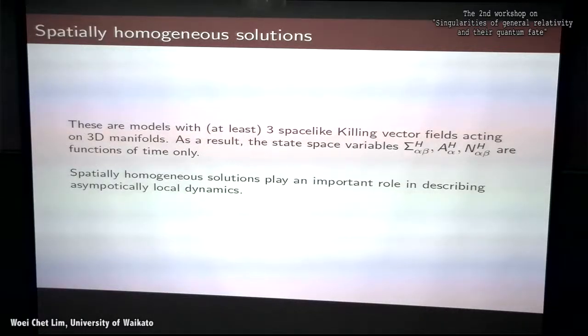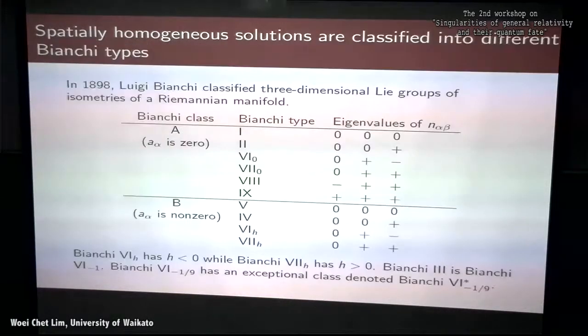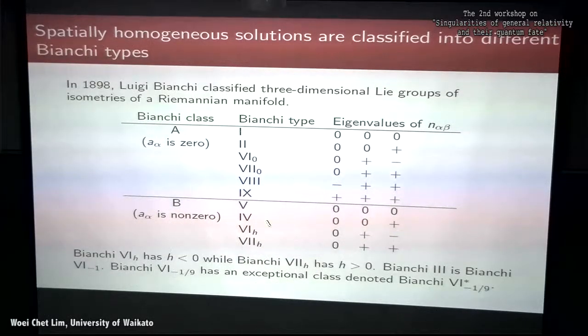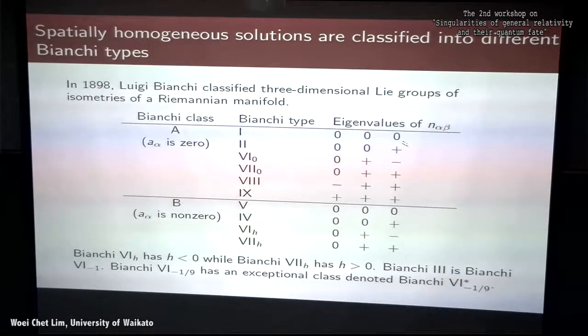Spatially homogeneous solutions or Bianchi solutions. They're classified by looking at whether A_alpha is 0 or not. So that's class A and that's class B. And the Bianchi types are classified by looking at the eigenvalues of N_alpha beta. So Bianchi 1, the N_alpha beta is 0. Bianchi 2, N_alpha beta has 1 non-zero eigenvalue. And it can go on to the most general case, Bianchi 9 or Bianchi 8, 3 non-zero eigenvalues.